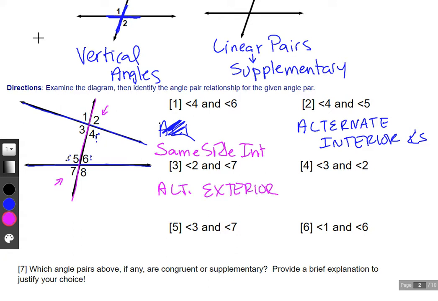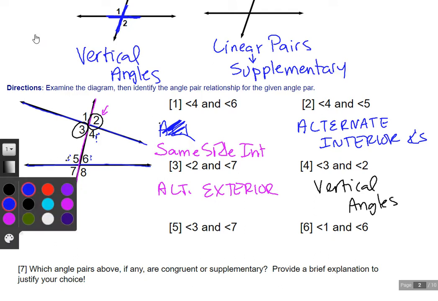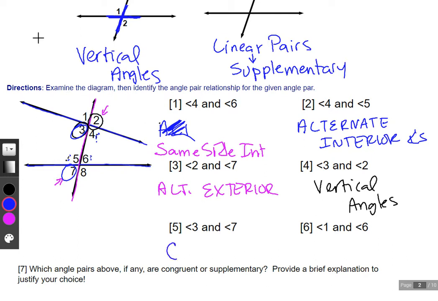Okay. 2 and 3, let's check those out. Oh, 2 and 3 are right here. They're trying to trick us. 2 and 3, we don't need any special name from this. They're across each other at an intersection, so these are going to be vertical. 3 and 7, so 3 and 7. One's in, one's out, so we can't call them interior or exterior, but they're both on the left-hand side of the transversal, so they're both kind of left and down. That's a signal for corresponding.